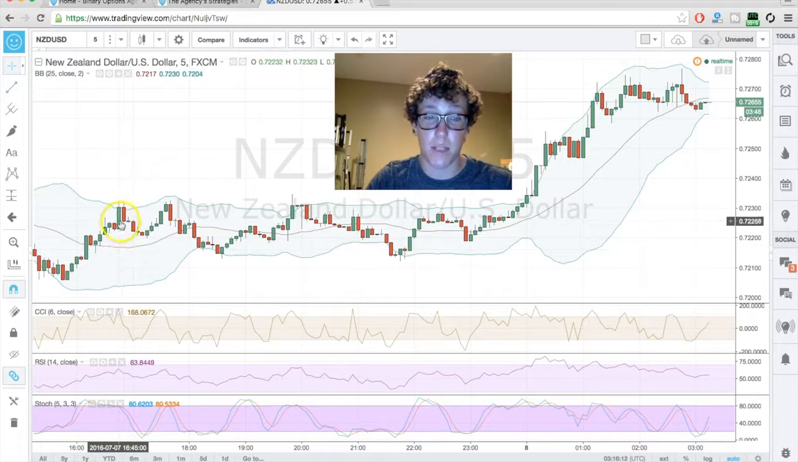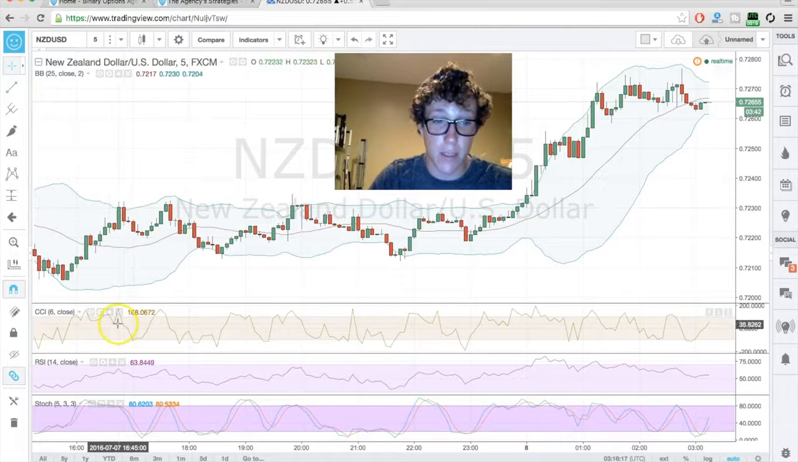So the way it works is, for example here, the first thing, it needs to puncture the band. So it punctures the band here, and then it checks the commodity index, and this is above 100.